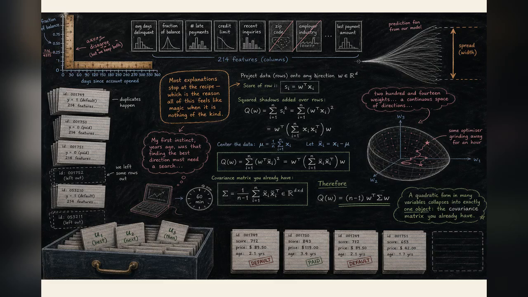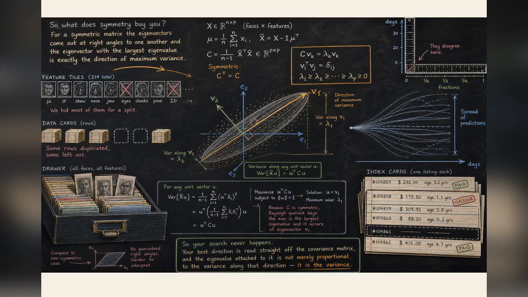But hang on. Squared shadows added over rows form a quadratic form, and a quadratic form in many variables collapses into exactly one object, because that object is the covariance matrix you already have. So what does symmetry buy you?